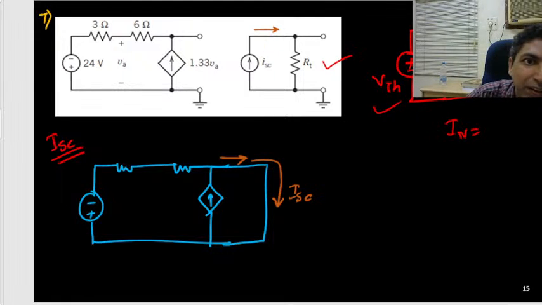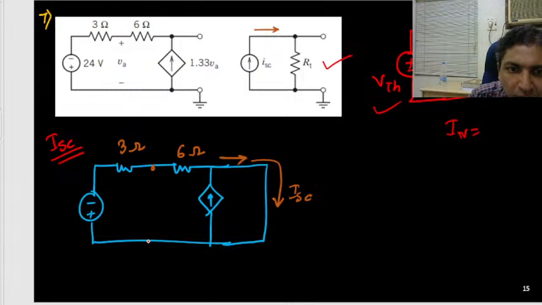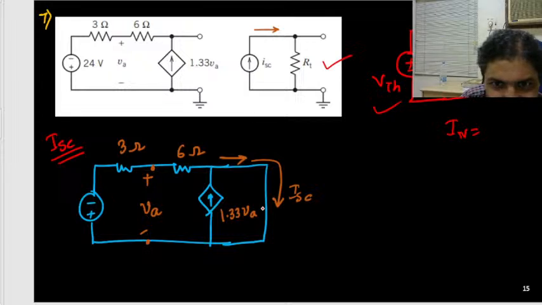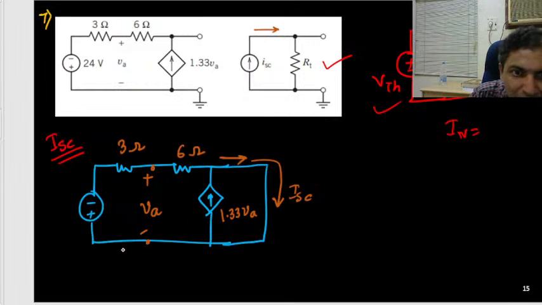This is your 3 ohm. This is your 6 ohm. This node potential is given. This is plus. This is VA. Then this current source value is 1.33 VA. Now can you tell me what is the current through this side?